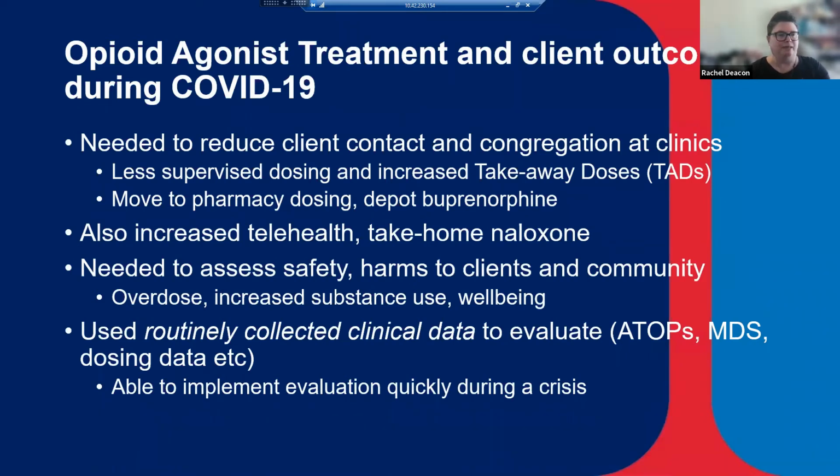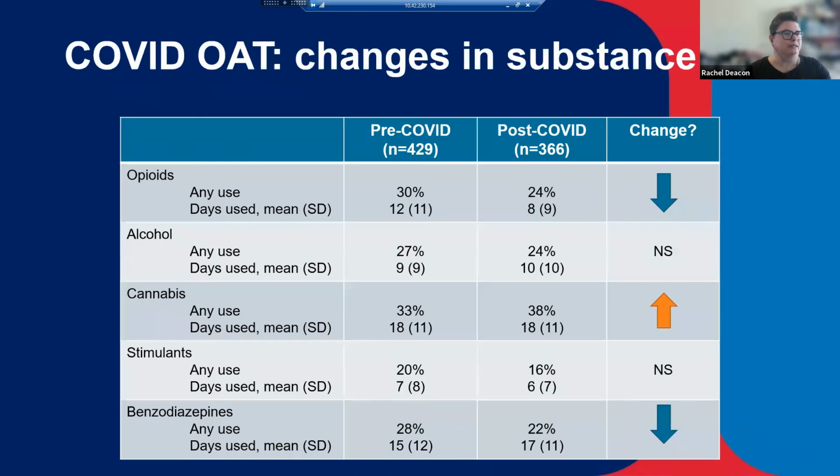We had a lot of results. I'm not going to go through all of them, but just to show quickly some of the changes in substance use that went on within the client group. Between pre-COVID and post-COVID, this was separated by on average about 9 months for each client. So opioid use went down, as did benzo use, but there was an increase in cannabis use.